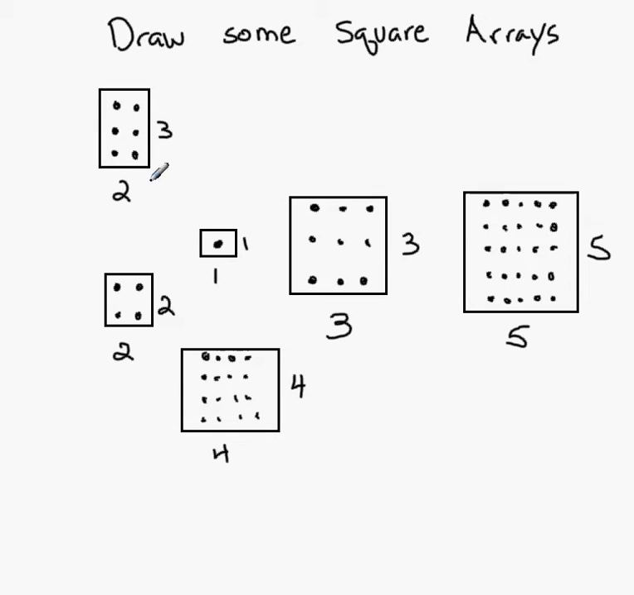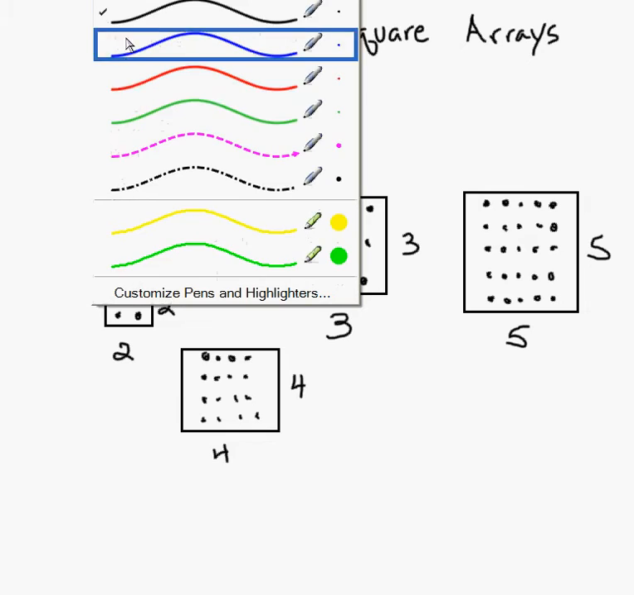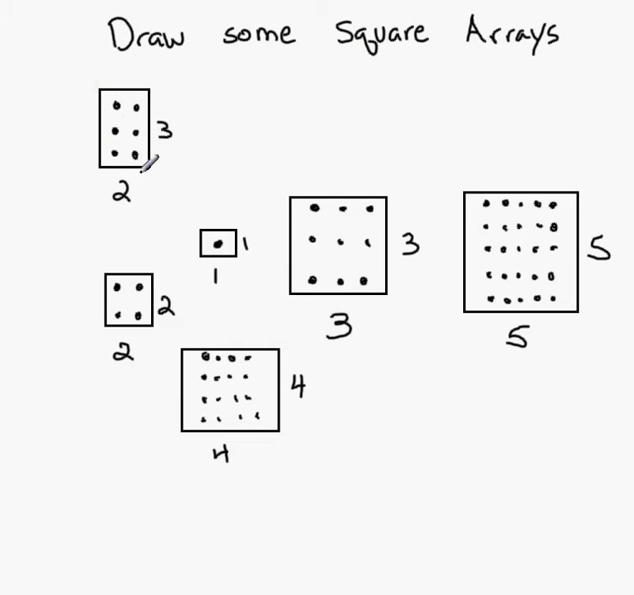So we've got some arrays drawn here. This one right here is not a square array. This one has one side of 3 and one side of 2, and 3 times 2 would get you 6. This is not a square though, this is a rectangle.